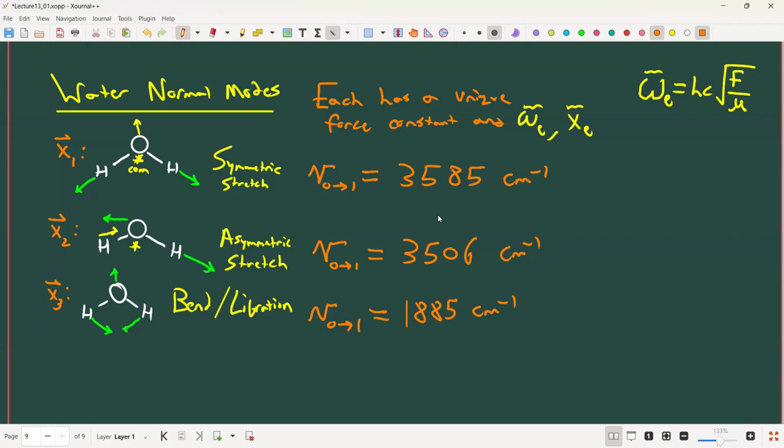The last thing I want to look at: this tells you something about the frequencies of the vibrations, but what about the intensities? This was the conversation that we had last time. What makes a vibrational absorption strong? Remember, our conclusion was that the dipole moment of the molecule had to change. If the dipole moment changes, then the system absorbs that radiation. It gives a bright transition.